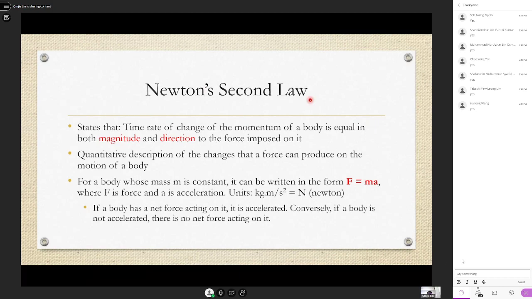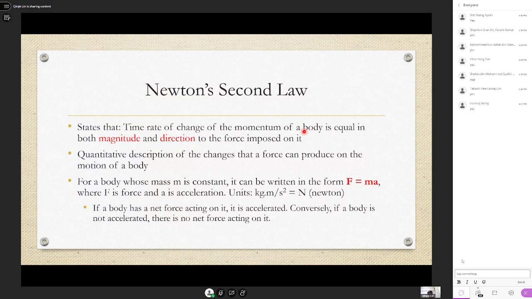So that brings us to the second law, which is quantitative. A lot of calculations will be based on this second law. The actual definition states that the time rate of change of momentum of a body is equal in both magnitude and direction to the force imposed on it.